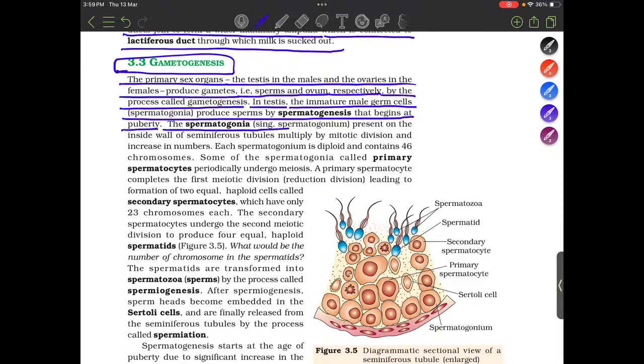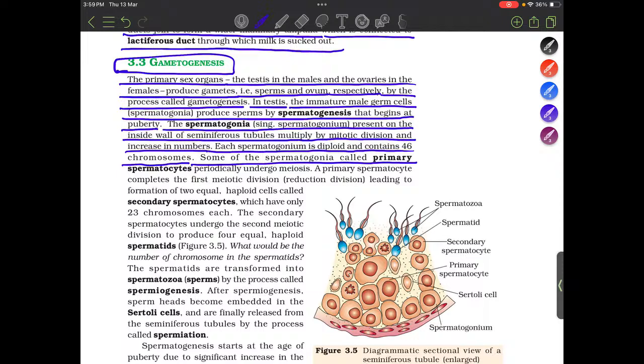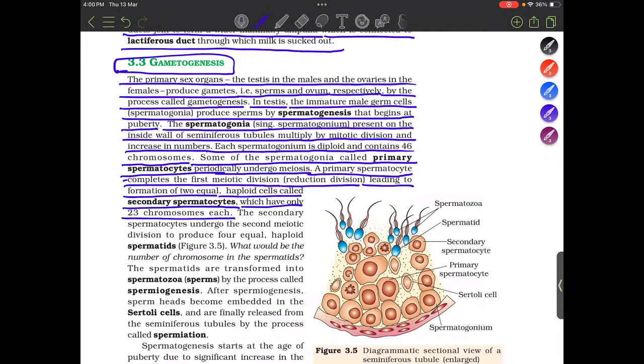The spermatogonia, singular spermatogonium, present on the inside wall of the seminiferous tubule, multiply by mitotic division and increase in numbers. Each spermatogonium is diploid and contains 46 chromosomes. Some of the spermatogonia, called primary spermatocytes, periodically undergo meiosis. A primary spermatocyte completes the first meiotic division, the reduction division, leading to the formation of two equal haploid cells called secondary spermatocytes, which have only 23 chromosomes each.